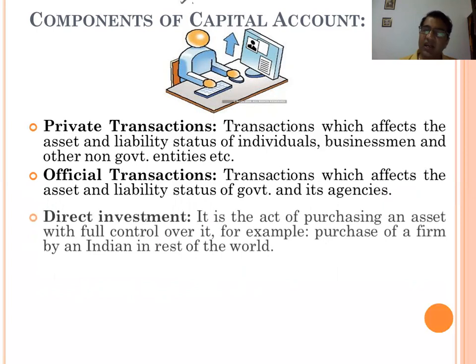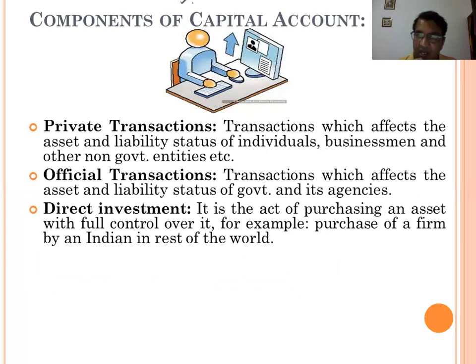The third is the direct investment. Two types of investment are there. One is the direct investment. Direct investment is the investment by foreigners with full control over it. In other words, we can say purchase of an asset with full control of it is called a direct investment.